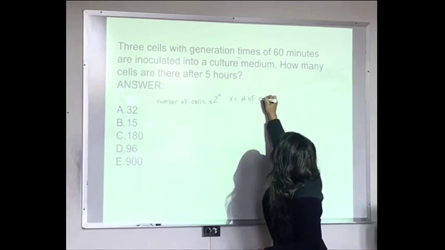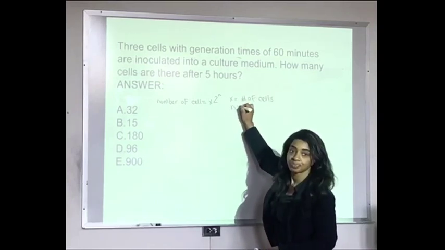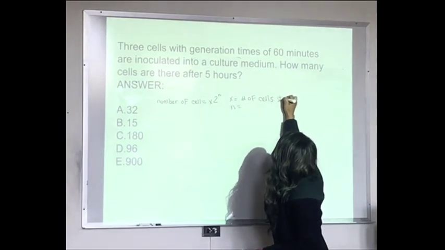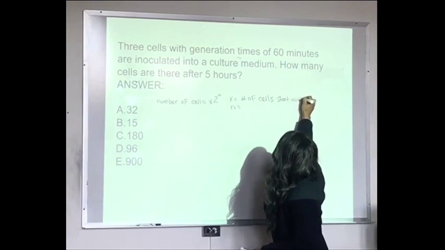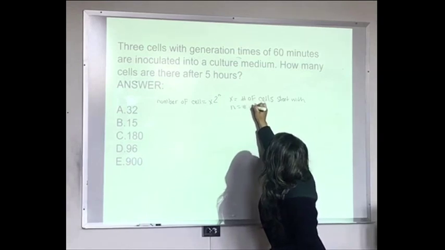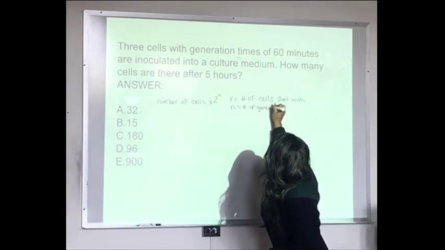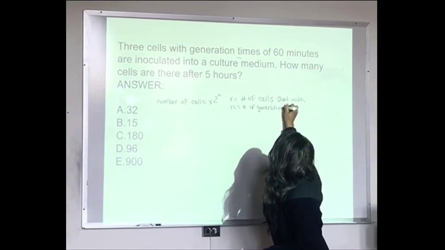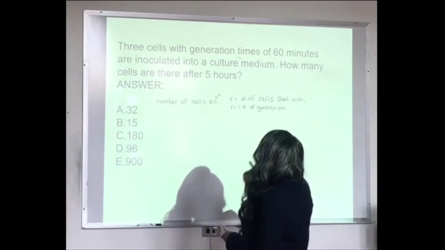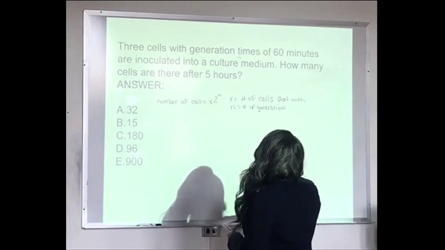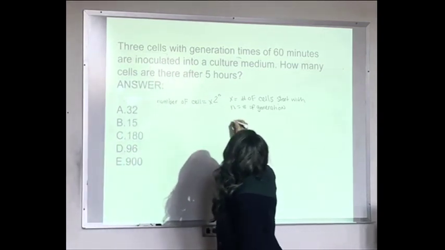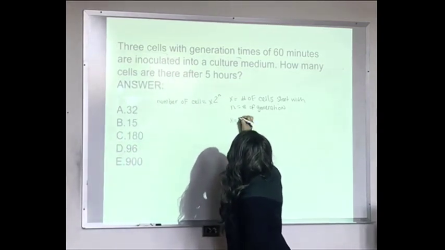And what is n? So x is the number you start with. And n would be what? So n would be the number of generations in total that this cell has gone through after division. So what do they tell you in this? It says 3 cells with the generation time of 68 minutes. So from the question, you start out with 3 cells. So x equals 6, all right? So you have that.